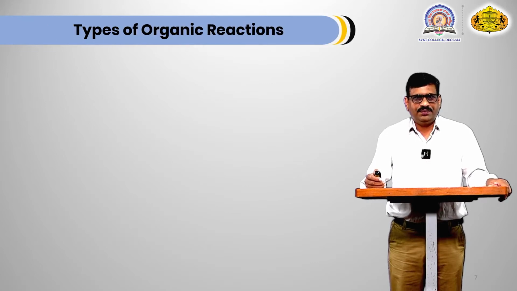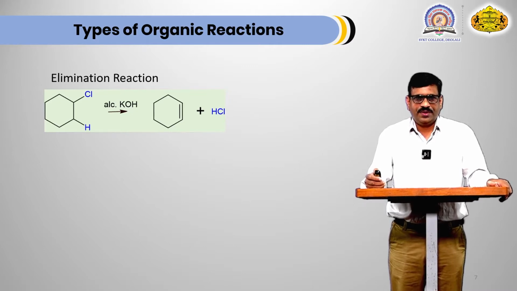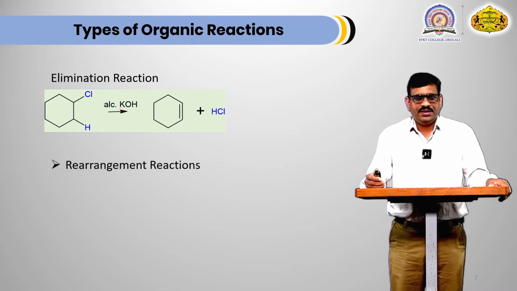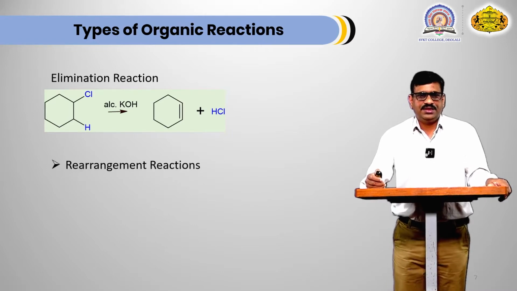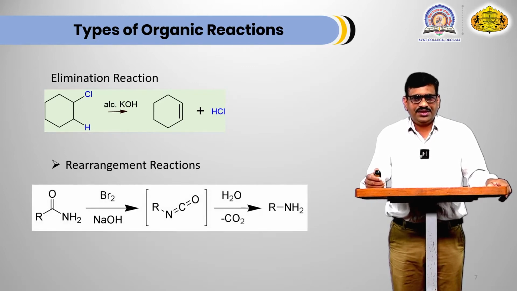Third type of reaction is elimination reaction. In elimination reaction, 2 atoms are removed from the substrate molecule to produce a product with higher degree of unsaturation. And another type of reaction is rearrangement reaction. In rearrangement reaction, there is change in carbon skeleton of the starting compound. This is the example of Hoffmann rearrangement. Starting compound is amide and product is amine. There is change in carbon skeleton of the molecule.